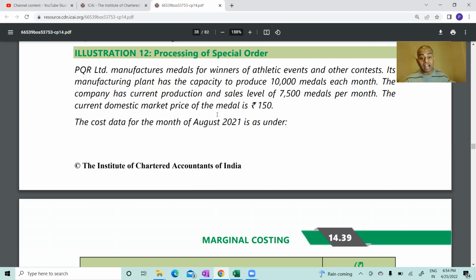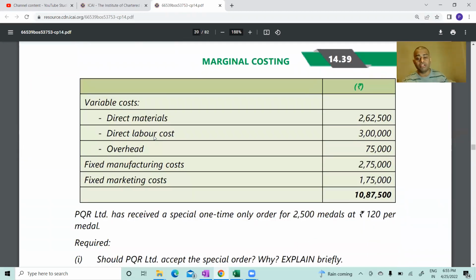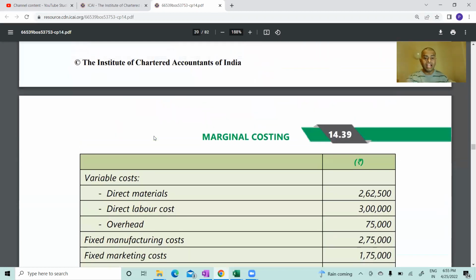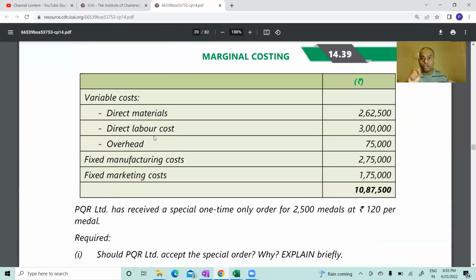The current domestic market price of the medal is 150 rupees. So you are selling each medal at 150 rupees. The cost data for the month of August 21 is as under. Variable cost, direct materials 2,62,500. Direct labor cost is given. Overheads is given, fixed manufacturing cost and fixed marketing costs are given, total cost 10,87,500. Okay, so read the cost structure of the company once again.